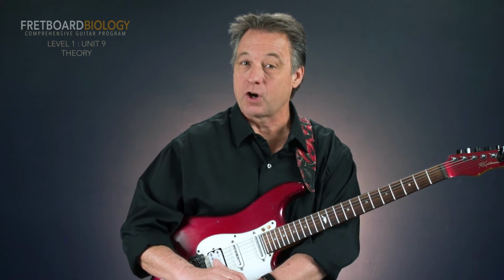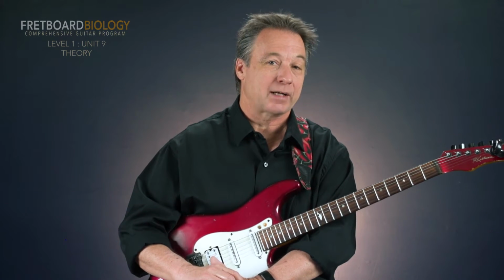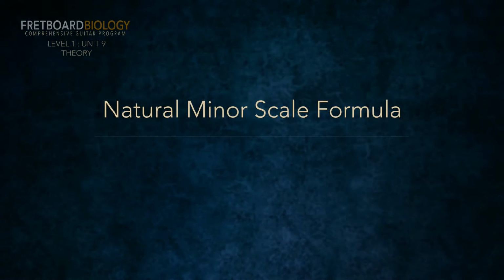To start our study of natural minor key signatures, we'll start by reviewing how to construct a scale from an interval formula. And you'll remember this. To construct a natural minor scale, you can follow the same steps we use for building major scales, but using the natural minor scale formula instead. And let's review that: whole, half, whole, whole, half, whole, whole.